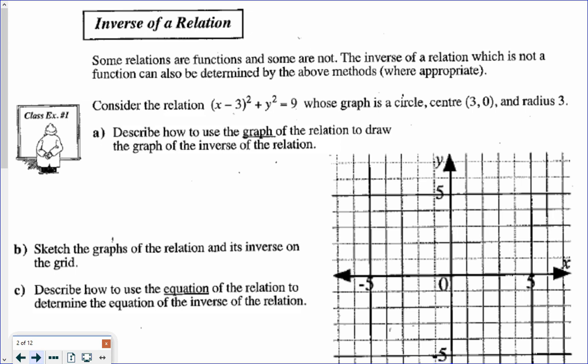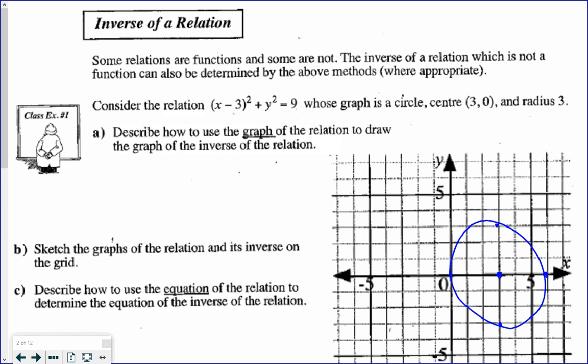Okay, so it says some relations are functions and some are not. The inverse of a relation which is not a function can also be determined by the above methods. Consider the relation whose graph is a circle with a center at 3, 0 and a radius of 3. So if I go out 3, up 3, back 3, down 3, and then if I connect that, we get a circle. So describe how to use the graph of the relation to draw the graph of the inverse.